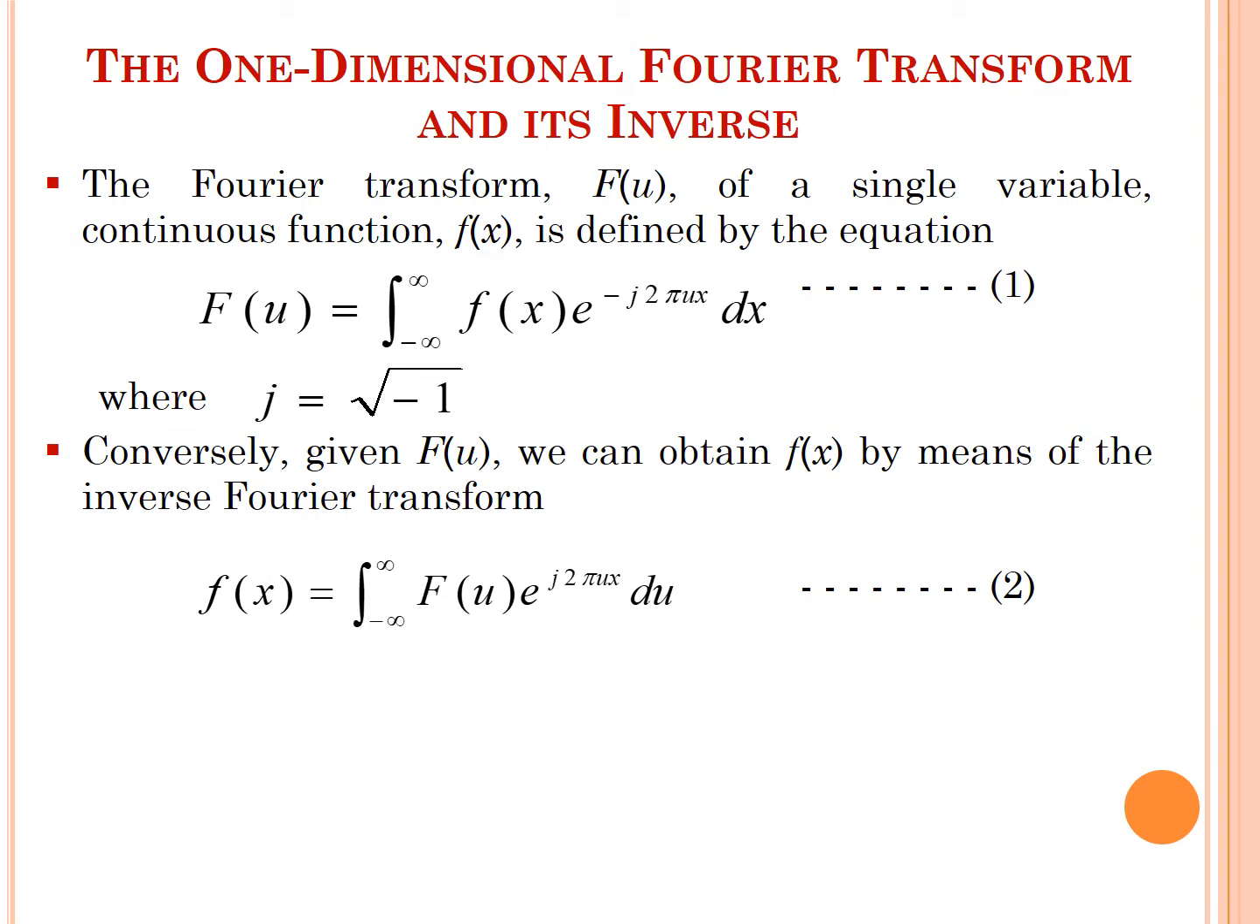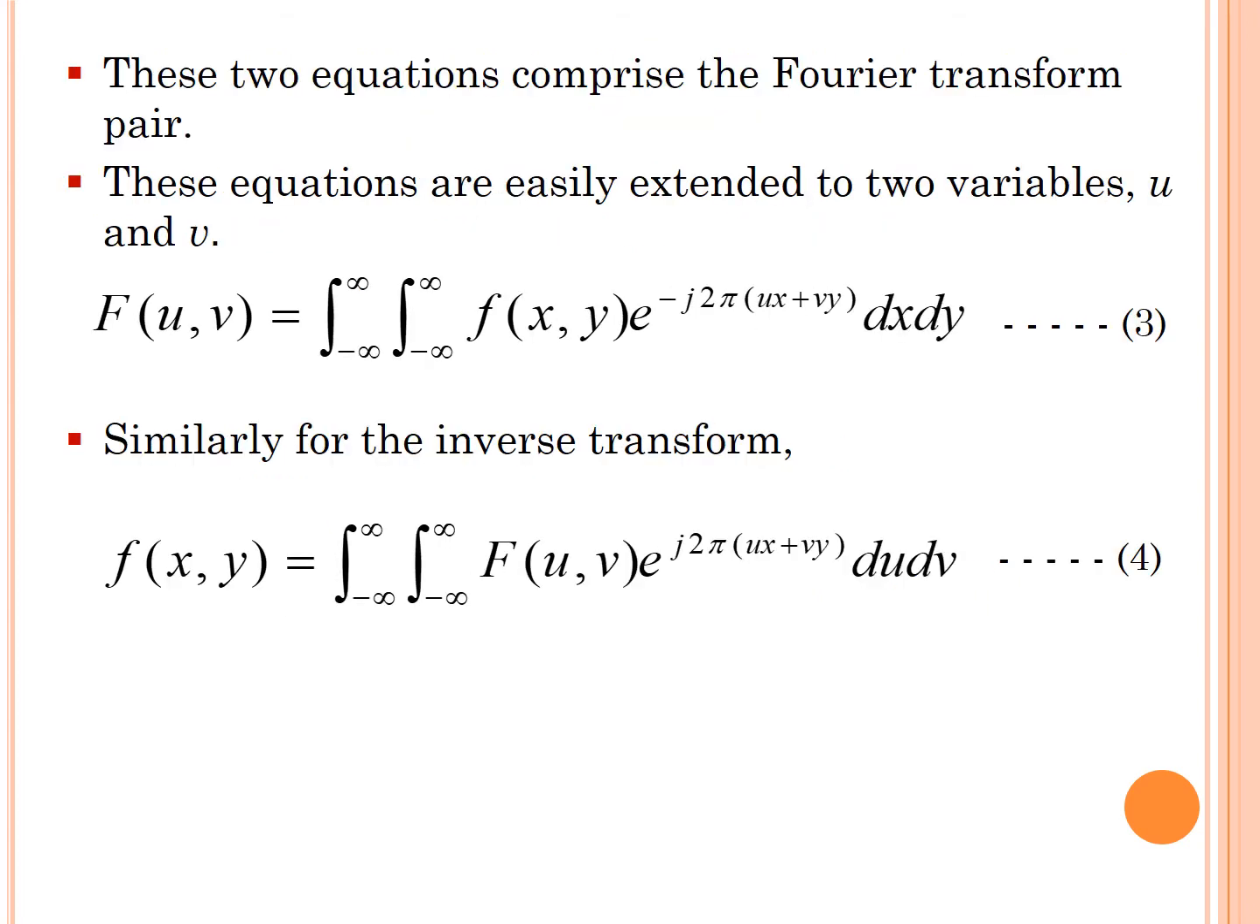Conversely, given F of u, you can obtain f of x by means of inverse Fourier transform. That is, f of x is equal to integration from minus infinity to infinity F of u e raised to j 2 pi u x du. These two equations comprise the Fourier transform pair.